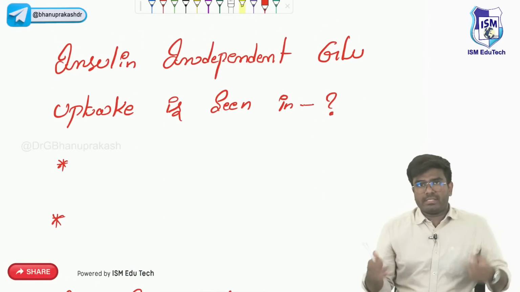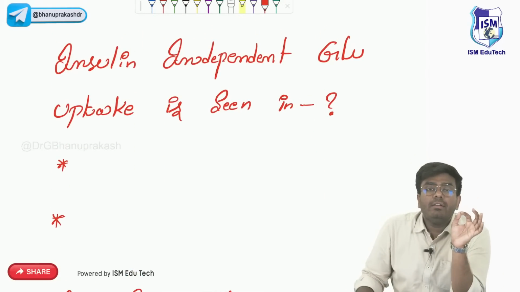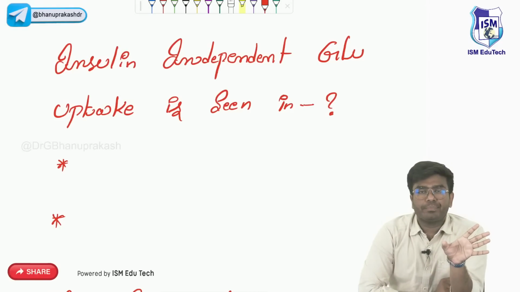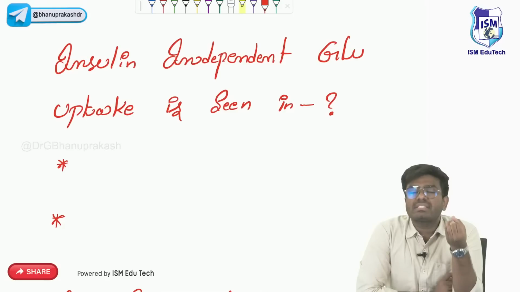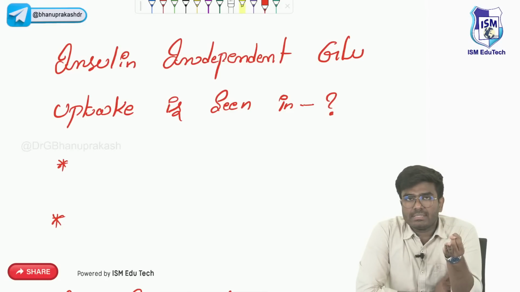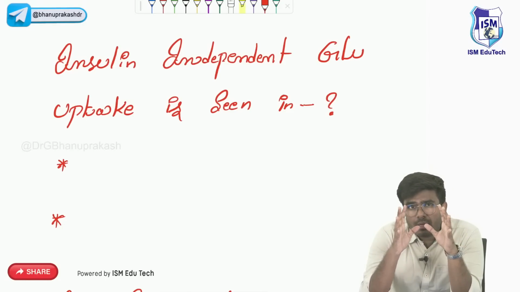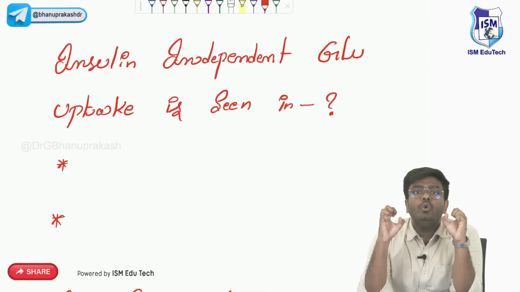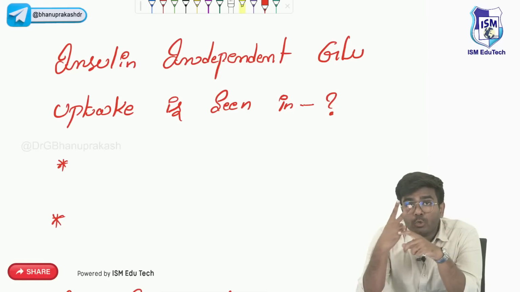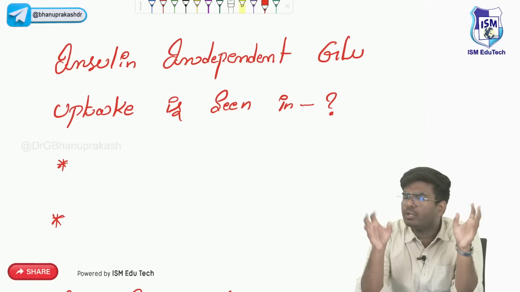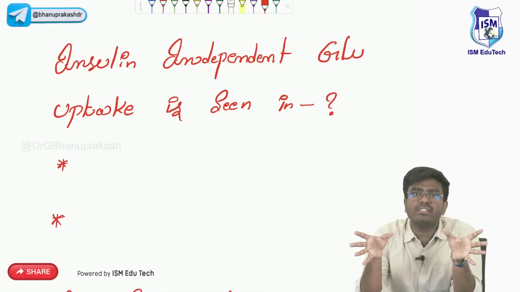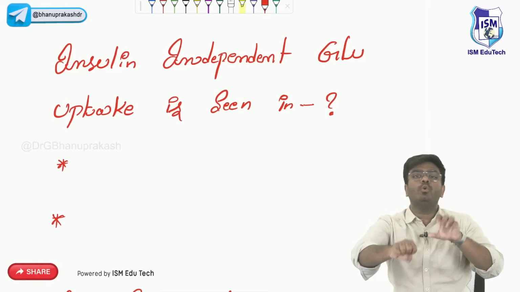Normally all your body cells require insulin for the uptake of glucose, mainly your skeletal muscles as well as adipocytes. They require insulin for the uptake of glucose into them. But there are two tissues in your body which don't require insulin at all. Even without insulin, all the time they can take up glucose from the blood.